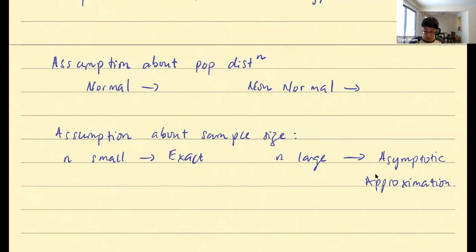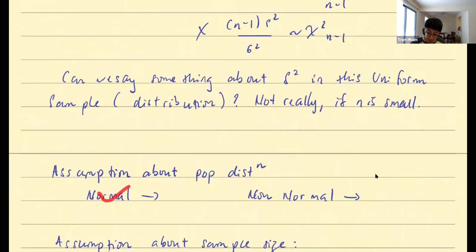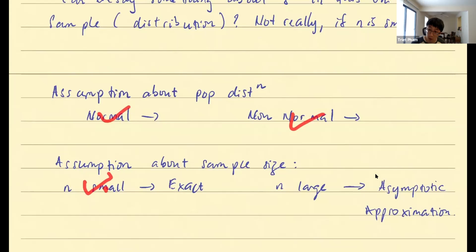For example, before I was discussing normal and small sample. By the way, if it's true for small sample, of course it's true for large sample too, because it's exact. The converse does not hold. Whatever you say for large sample may not hold for small sample, because it's an approximation. So before, I was discussing normal and any sample size, small or large. Also, I was discussing right here non-normal and small sample. Now I will move to non-normal and large sample size.